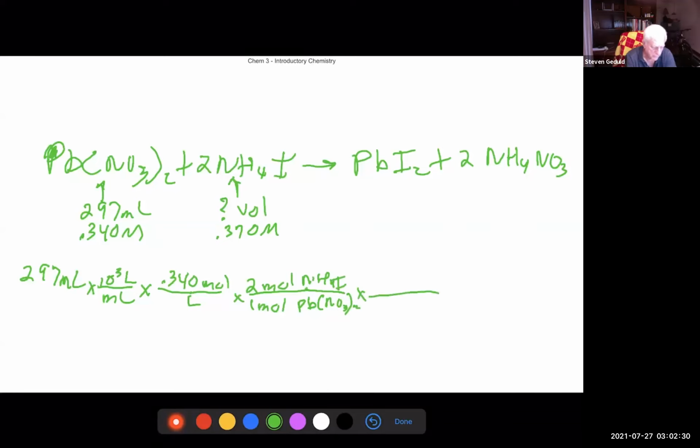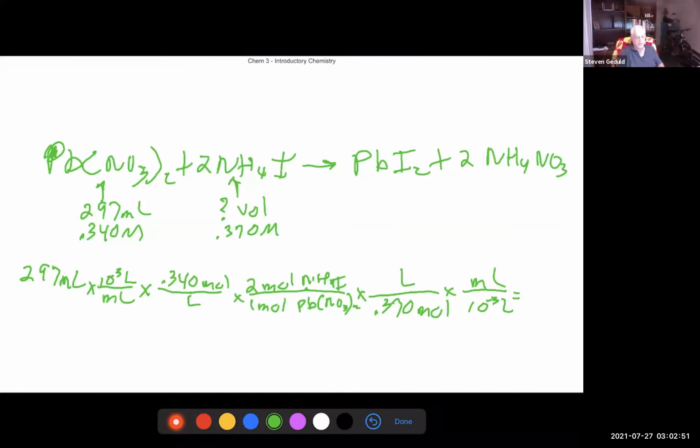And we know that we have 0.370 moles of ammonium iodide per liter, and we want to go back to milliliters. All right, so the 10 to the minus 3's cancel: milliliters to liters conversion, 0.34 molar, 2 to 1 mole ratio of ammonium iodide, and 0.37 moles per liter. Perfect. So let's do the math.